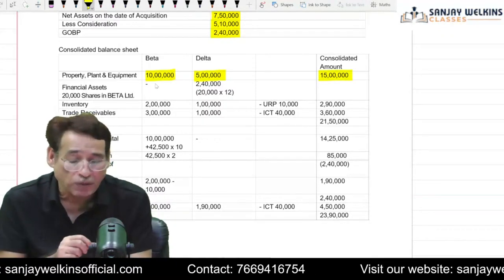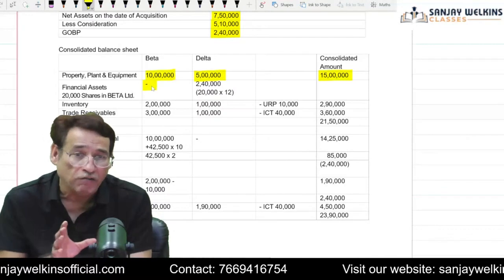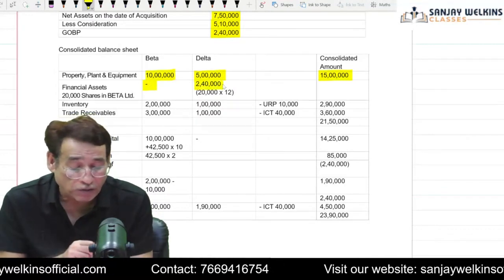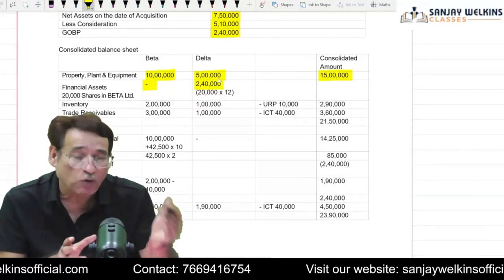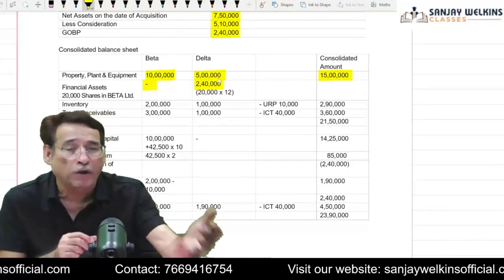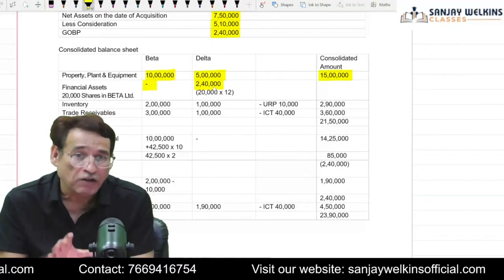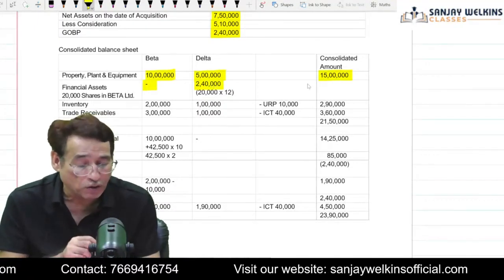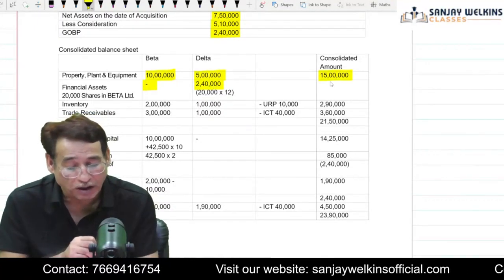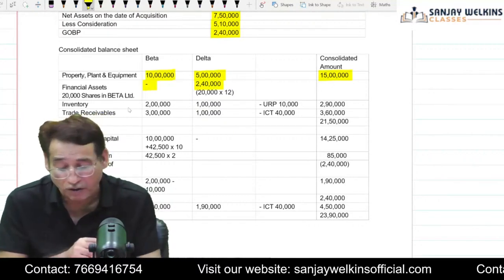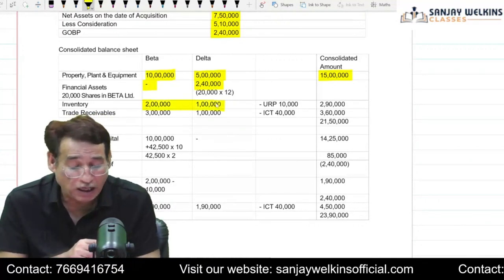As far as investment is concerned, you are not having any investment, and the value of investment which you are going to take over now, because you are taking over all the assets of the acquiree entity, and their present value of investment is 2,40,000. So that is why you are going to add 2,40,000, and then you are going to reflect it later on. Then inventory will be 2,00,000 plus 2,00,000.